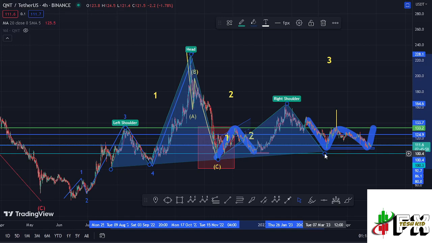So that is what I'm expecting here on the Quant chart, and let's be patient and see how that plays out, and I'll be keeping you updated.